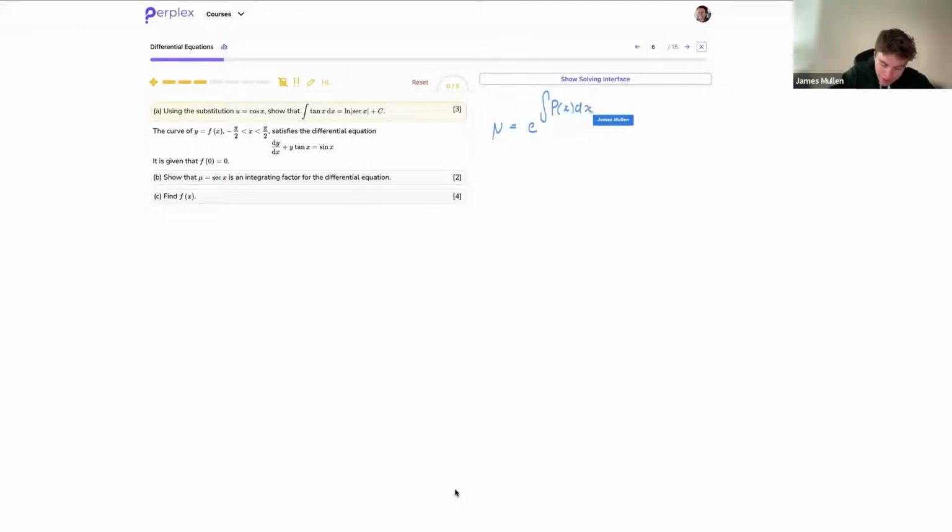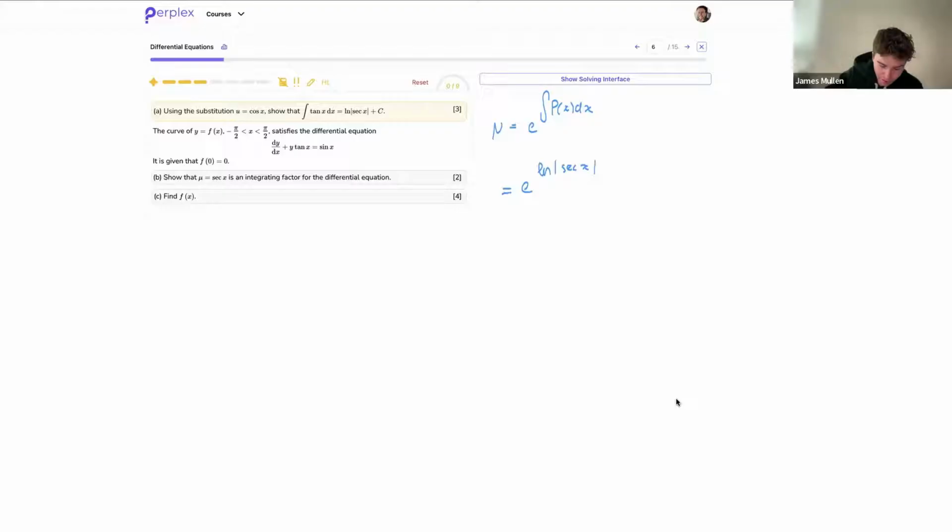where p of x is the thing multiplying y, so in this case, tan of x, all right? So it's e to the power of the integral of tan, and we just found out what that was. It's e to the ln of secant of x plus c. Now, when you're doing your integrating factor, your integral obviously is going to give you a plus c. And in fact, any plus c that you choose could give you a valid answer, but it's easier if you just pick the one where c is equal to 0 so that things stay a little bit cleaner. It's one less thing to deal with. But it would work if you chose a different c.